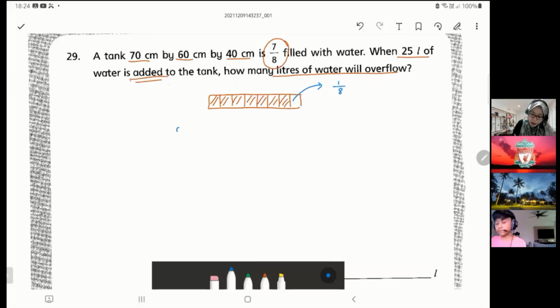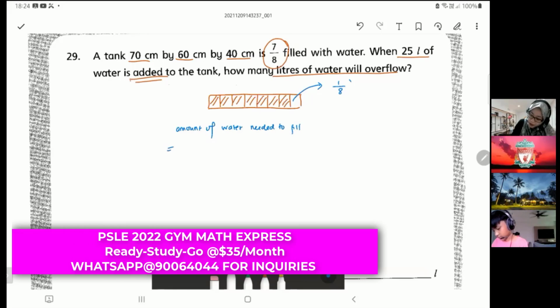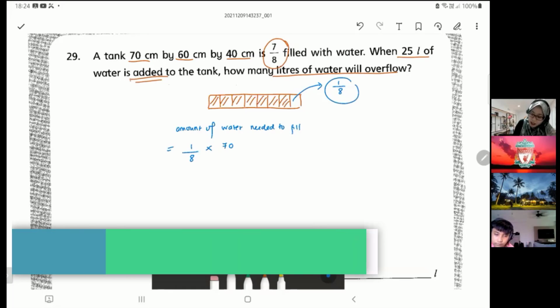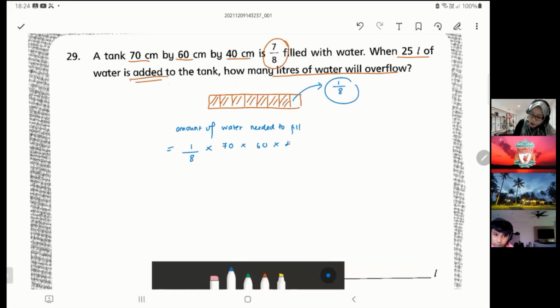So the amount of water needed to fill will be just 1/8. So 1/8 times 70 times 60 times 40. If you notice, this is actually finding the volume. But I don't want to find the whole volume. I just want to find this one portion only, the one that's needed to fill up. All right, this is how I do that. And then when I do this, you're going to get 21000 cm cube.